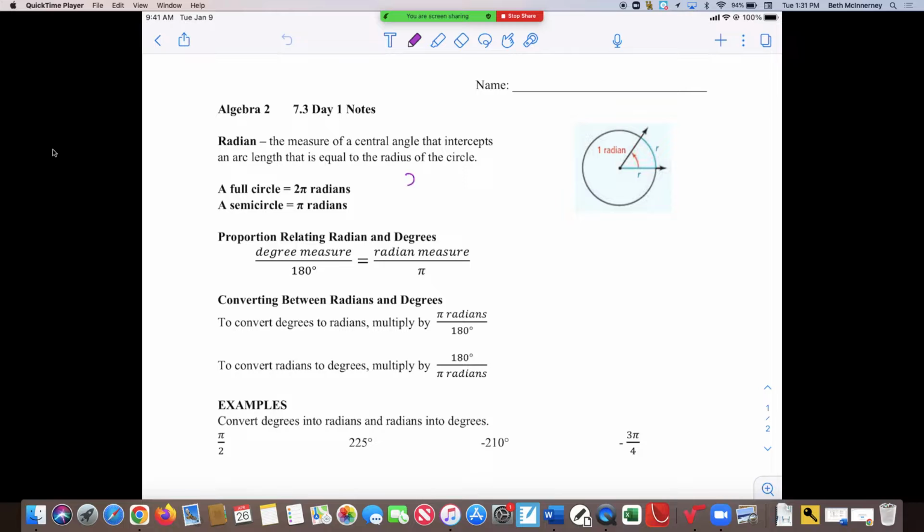Well, what I know is 2 pi radians equals 360 degrees. So if I divide by 2 to both sides, pi radians is 180 degrees. This is referred to as my conversion factor.